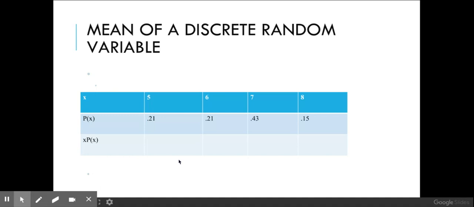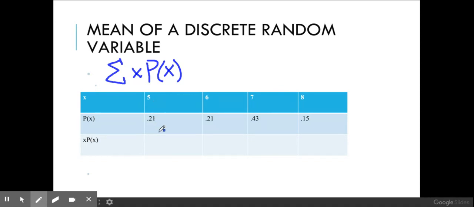Now, finding the mean of a discrete random variable, the first thing we have to do is sum up. The symbol for sum is that little E, all of my x times p of x values. So x is representing the discrete random variable, so here 5, 6, 7, and 8. The probability of x is whatever the probability of getting that is. And then we want to add up this column.